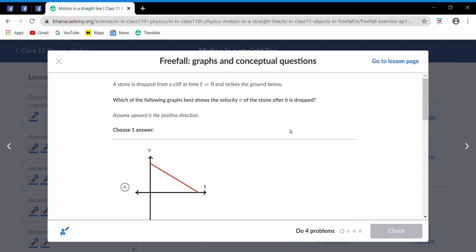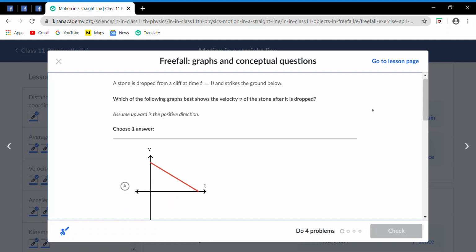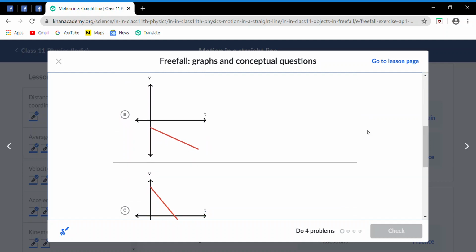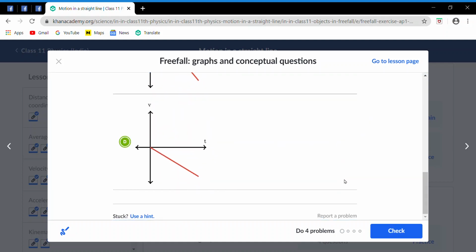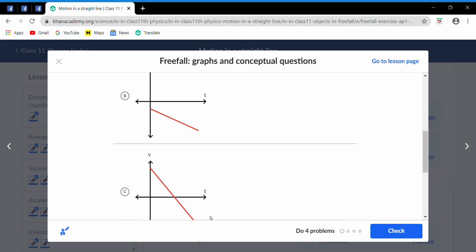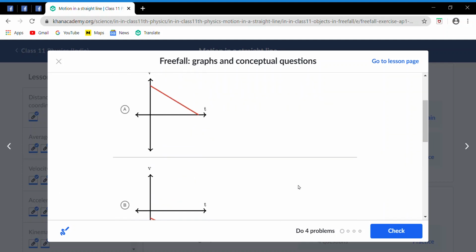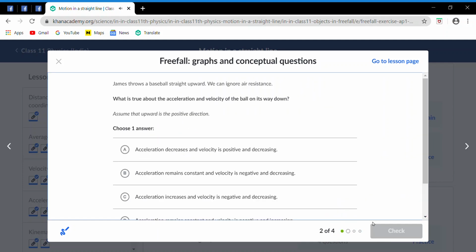Let's start. A stone is dropped from a cliff at time t equals 0 and strikes the ground below. It is dropped from a cliff, and which of the following graphs best shows the velocity v of the stone after it is dropped? So its velocity was 0 at that time, so it's the only option. It was positive then negative, so it's not an option. Let's check. Correct.